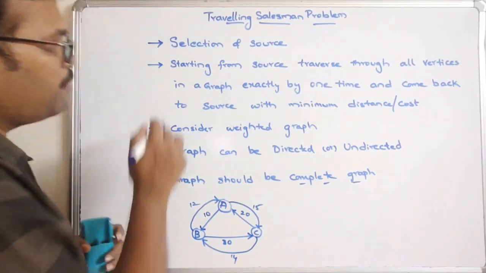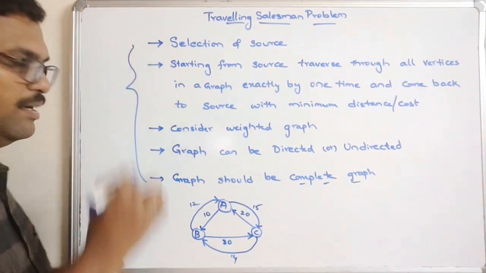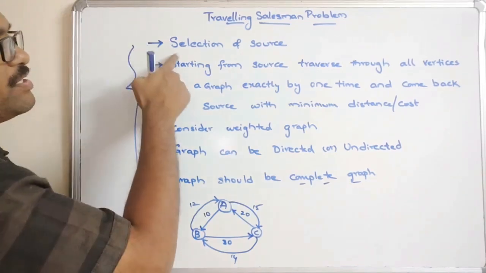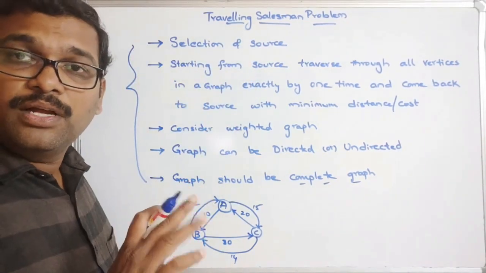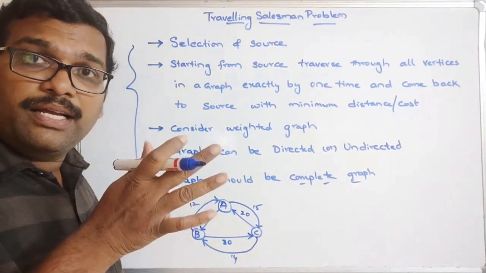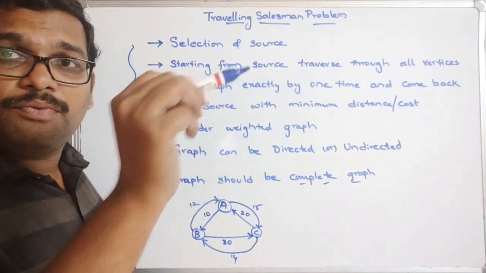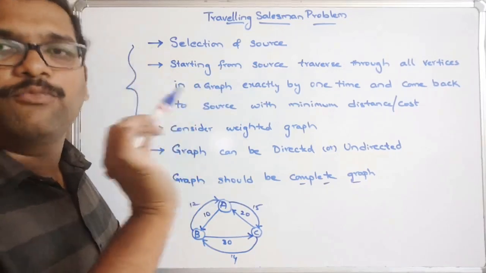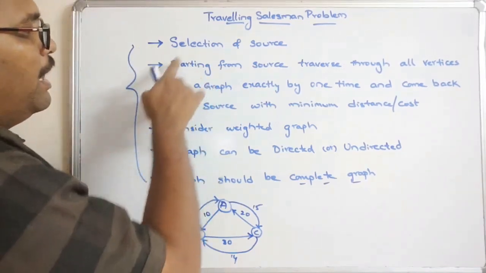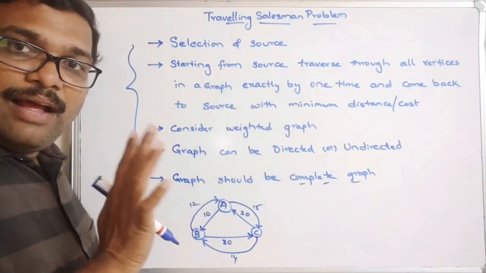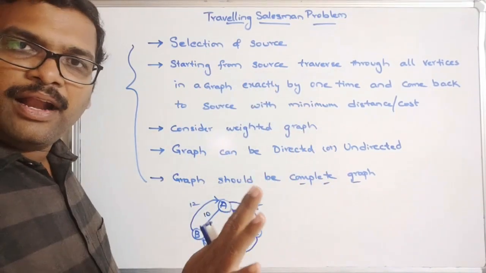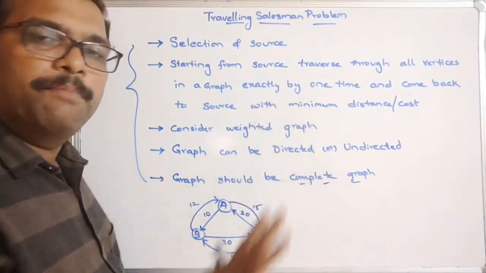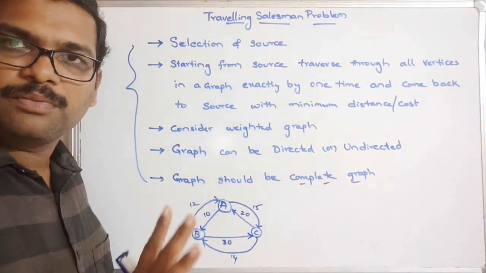So these points are most important before starting the problem, right? Selection of a source: we can select any vertex as a source, but from that particular vertex, we have to traverse all other vertices exactly once and come back to the same vertex. And consider a weighted graph, so that should be weighted. Graph can be directed or undirected. Graph should be a complete graph. So these points are most important.